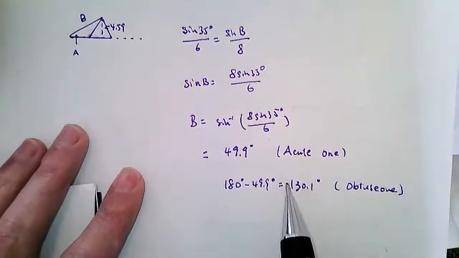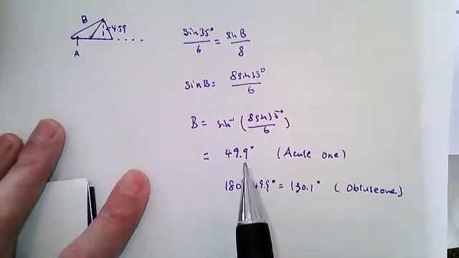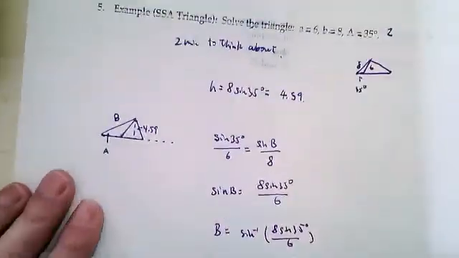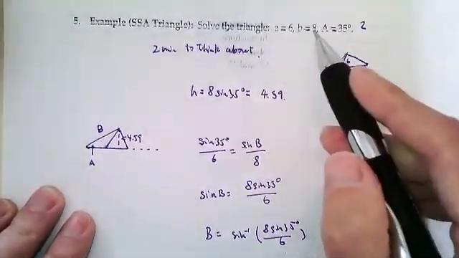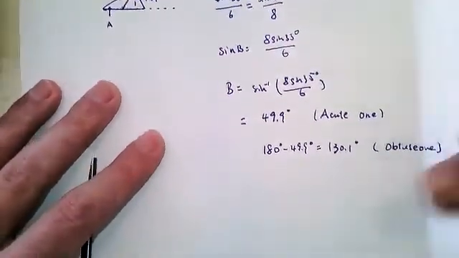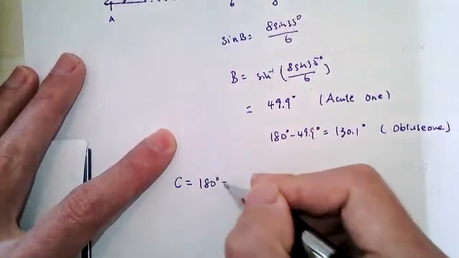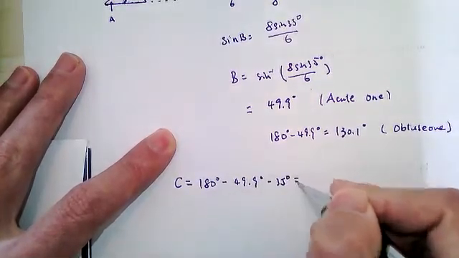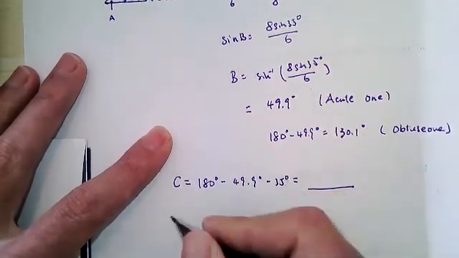So once you have figured out B for the lower case, let's assume you are using the smaller one, let's figure out C. Well, you know A, B. So what is the angle of C? So C is 180 minus 49.9 minus 35. Okay, this is one of the candidates for C. Please help me put it in a calculator.